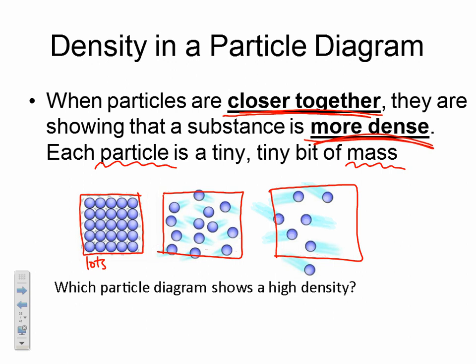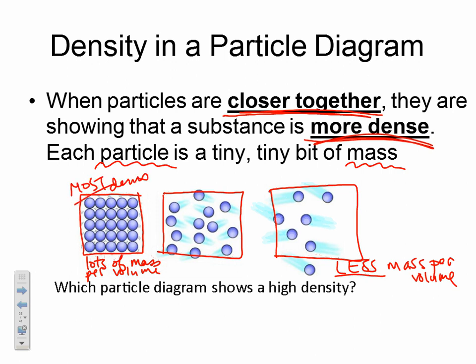We got lots of mass per volume here, and we have less particles, so less mass per volume here. The volume is the square, so it's the same volume, it's the same size of space, but you have less stuff, so this is most dense. The particles are packed most closely, and this is least dense. There's not as much mass for the same volume. And this is definitely a solid sort of representation, and this is really looking more like a gas over here.